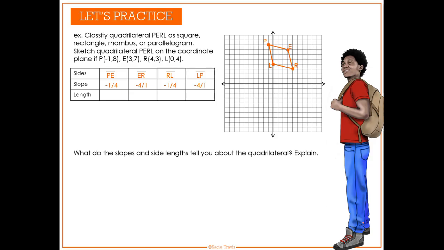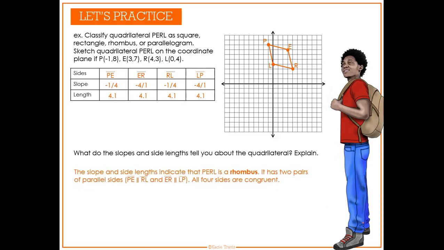Now, let's calculate our lengths. When I did the distance formula around the shape, I ended up getting 4.1 for all the sides. So what does this tell me? The slope and the side lengths indicate that this thing is a rhombus. It has 2 pairs of parallel sides, PE with RL and ER with LP. And all 4 of the sides are congruent.